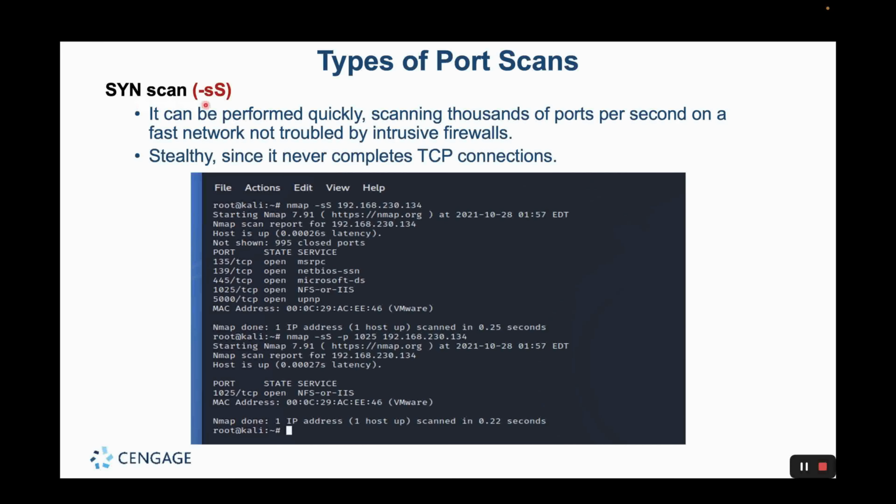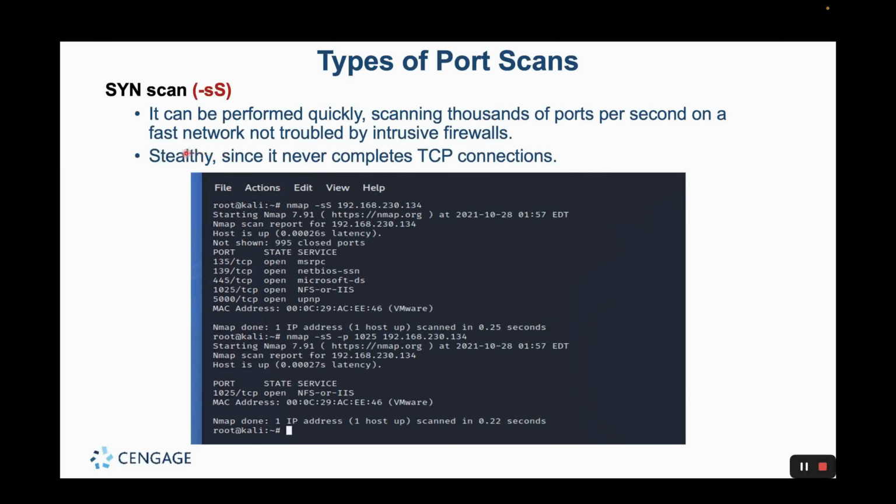Now, SYN scan can be performed quickly, scanning thousands of ports per second on a fast network not troubled by intrusive firewalls. It's stealthy since it never completes the TCP connection. Others might call the SYN scan half-open because it does not complete the standard TCP three-way handshake. Instead, it initiates the handshake and then aborts the process. Now, what is the operating principle?